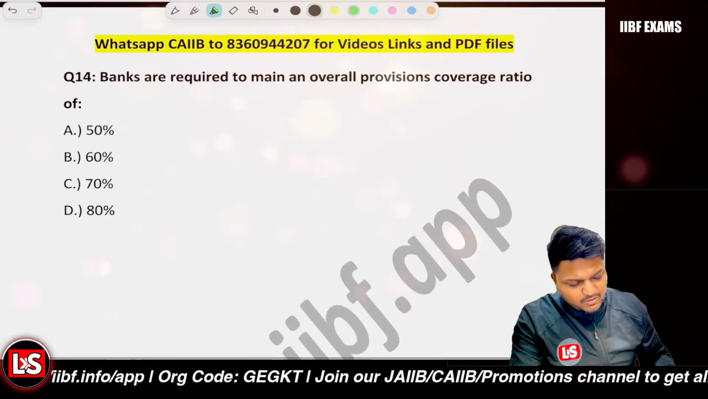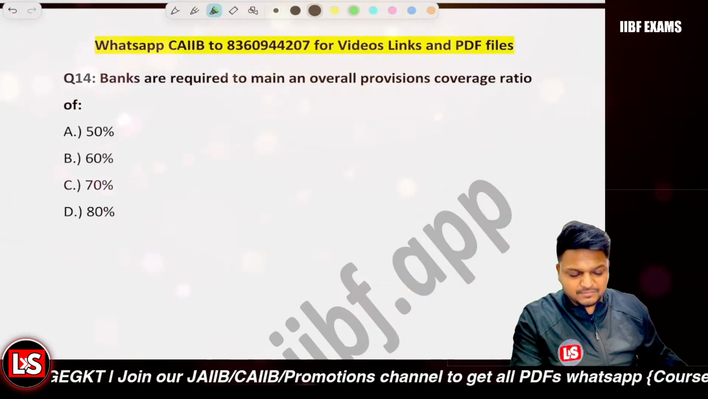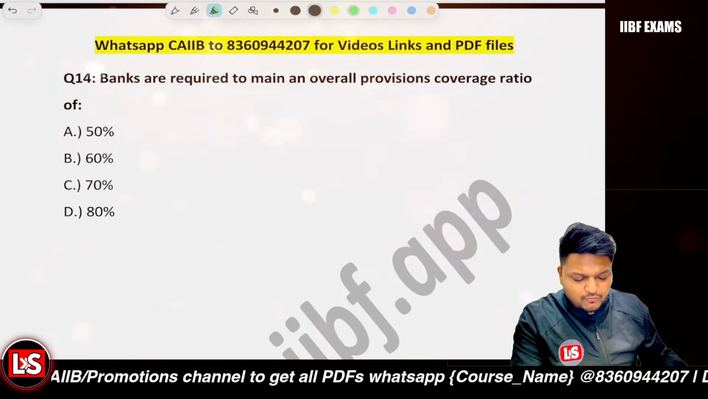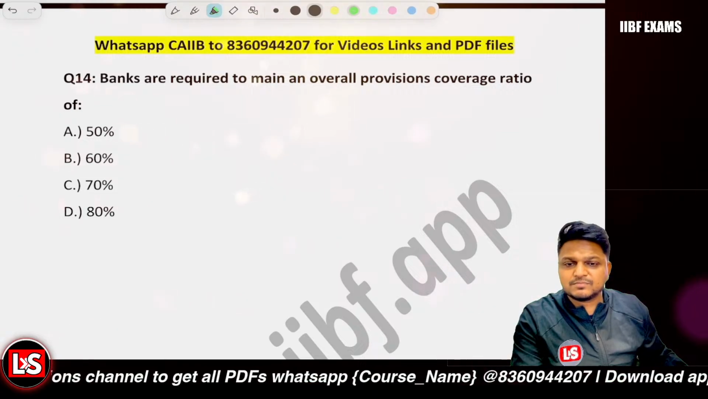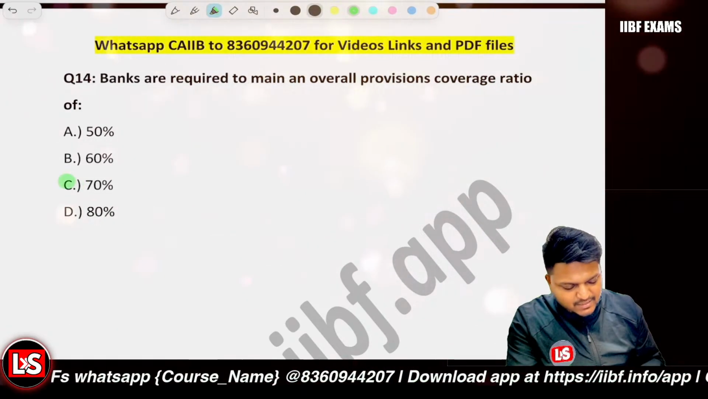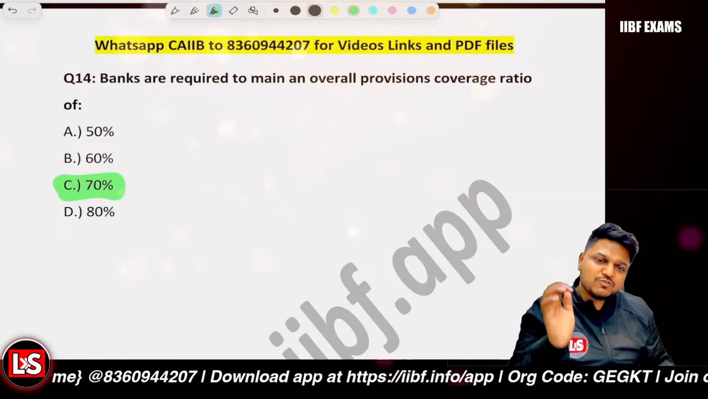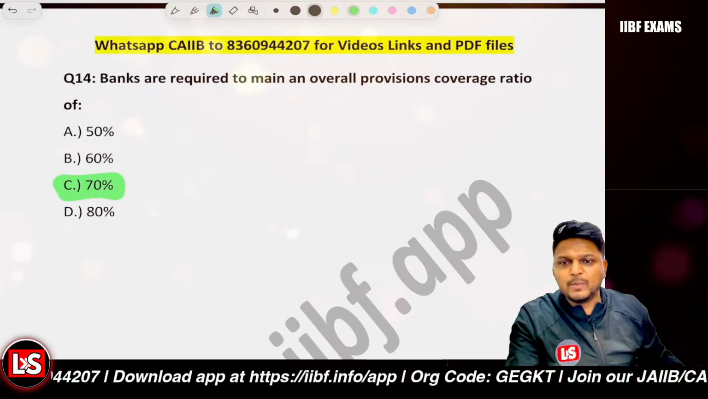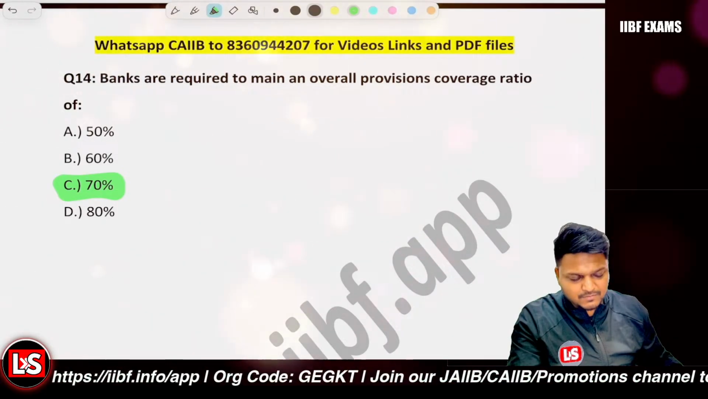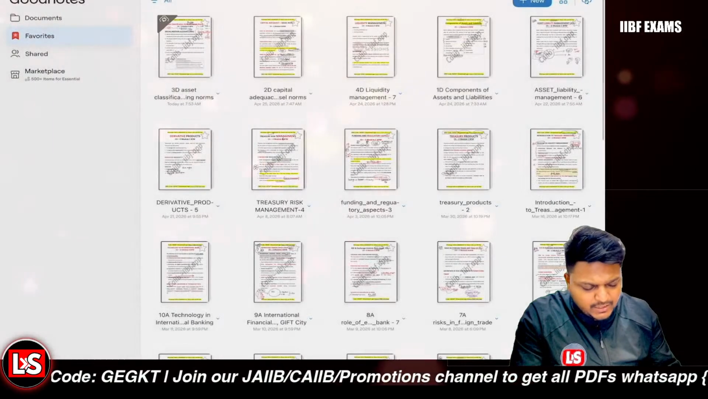Now after that, it's about question number 14. Banks are required to maintain an overall provision coverage ratio of what percentage? It is 70%. The answer is 70%. It is a benchmark that all the banks need to maintain for the PCR. That will be related to chapter number 3 from module D.